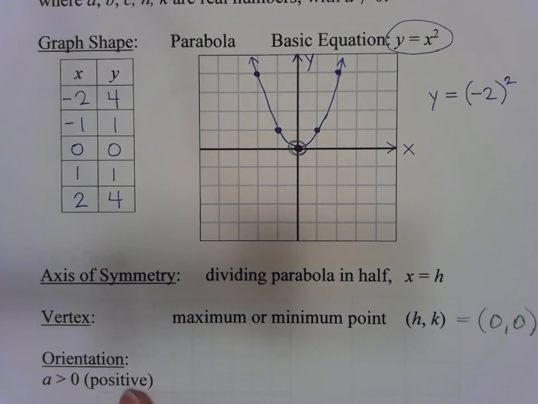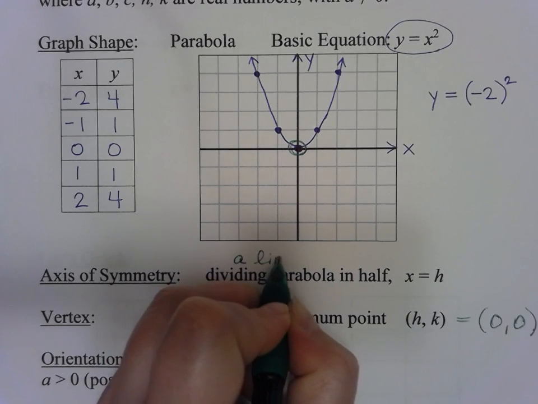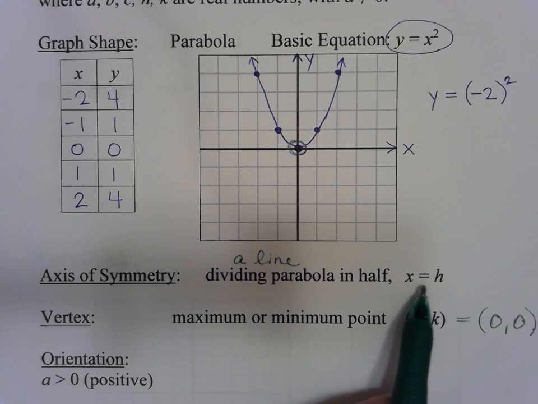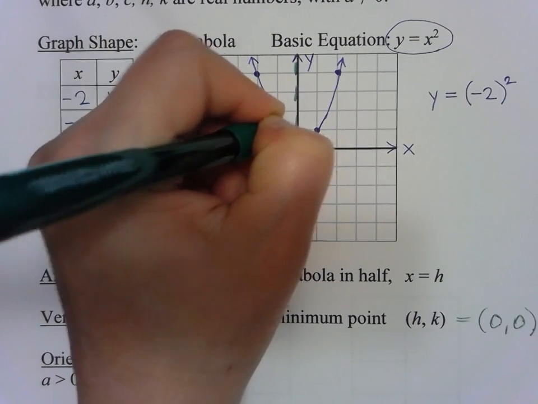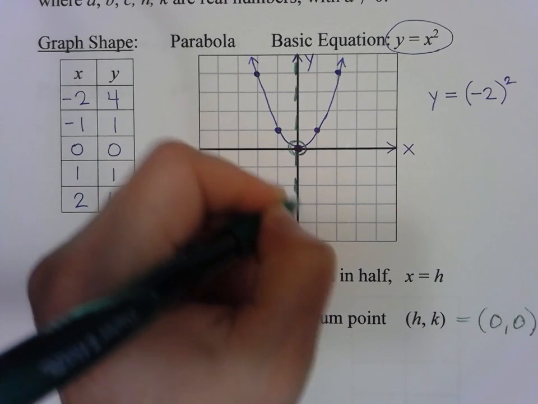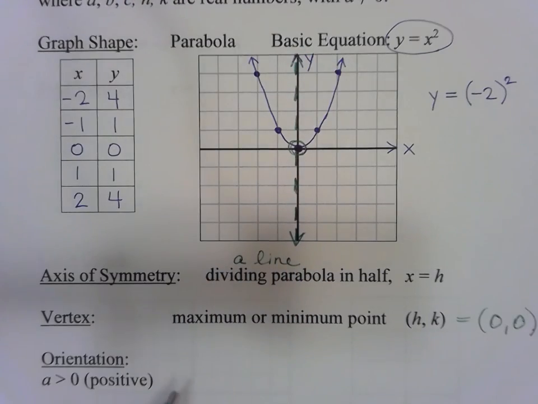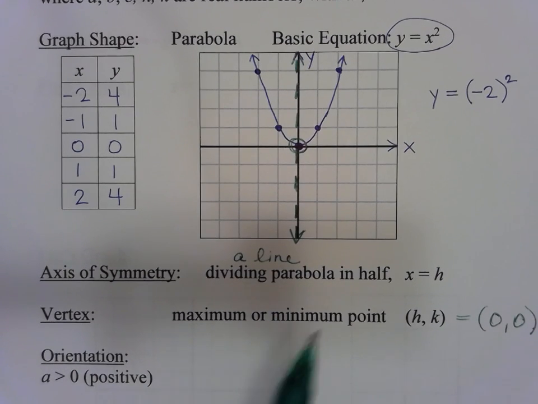The axis of symmetry is a line that divides the parabola in half. It's always going to pass through the vertex, and it's a vertical line. So it has equation x equals h because it's vertical. We've talked about those in the past, although it's been a while. I'm drawing it in as a dotted line. Basically this is a line that if I were to slice it in half to get two equal sides, this is the line I would slice it on, to cut it in half.